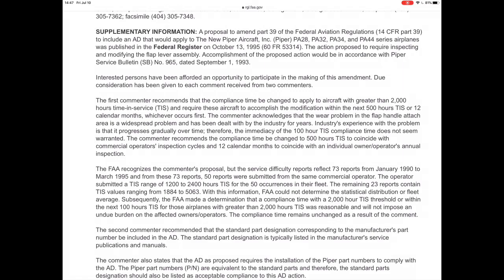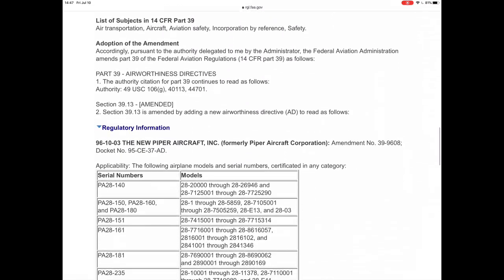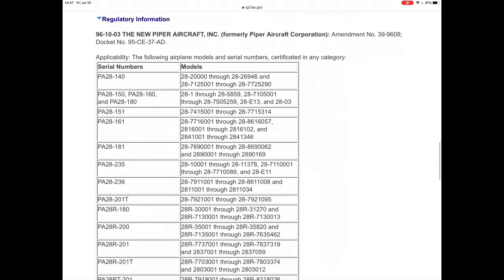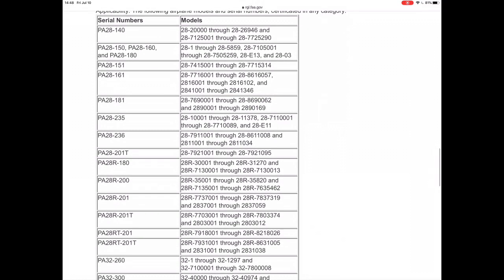The part that's really important to us comes later in our regulatory information. Here we see our AD number, 96-10-03. That tells us it was in 1996 in the 10th biweekly period of 96, and it was the third AD that came out in that biweekly period. It is pertinent to the new Piper Aircraft Corporation, and we see applicability.